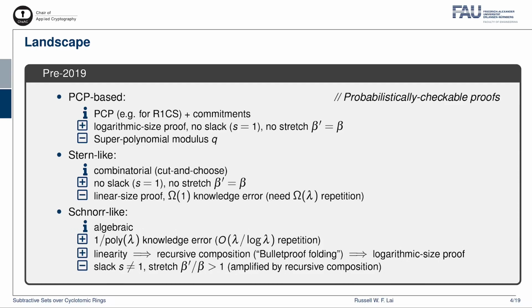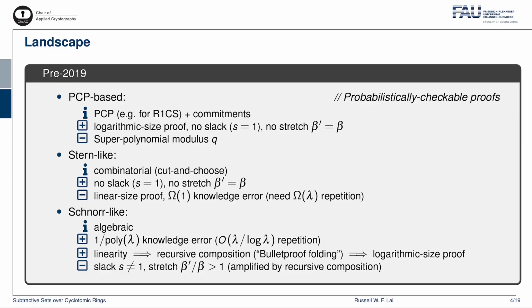Finally, the third type of arguments are Schnorr-like arguments. These are algebraic arguments which can achieve inverse polynomial knowledge error, and therefore only lambda over log lambda repetitions are needed to achieve negligible knowledge error. A distinctive feature of the Schnorr-like systems is their linearity, which could be exploited for recursive composition using a technique called bulletproof folding to achieve logarithmic size proofs.